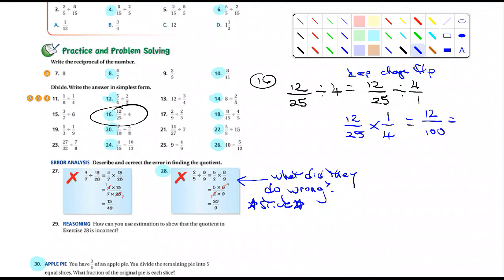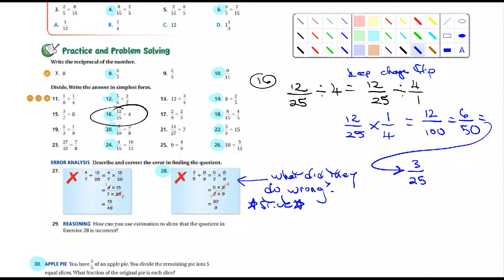Now, can we reduce that? Yeah, because I can look at that and I know right away both numbers, 12 and 100, can be divided by 2, so I can reduce it. How many times does 2 go into 12? 6. How many times does 2 go into 50? I'm sorry, I gave it away, didn't I? Whoops. How many times does 2 go into 100? 50. Okay. And those two numbers can still be divided by 2. How many times does 2 go into 6? 3 times. And then how many times does 2 go into 50? 25.